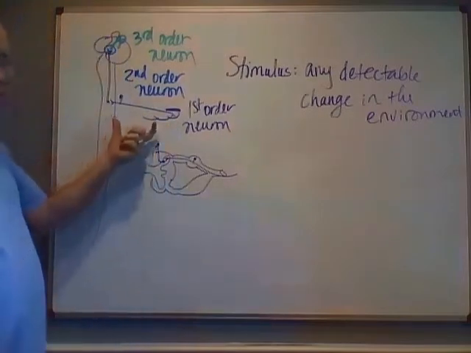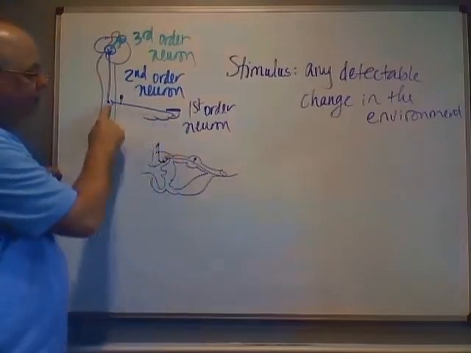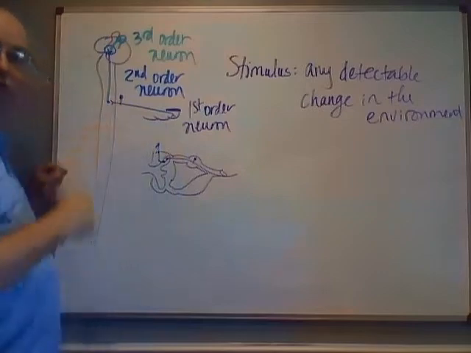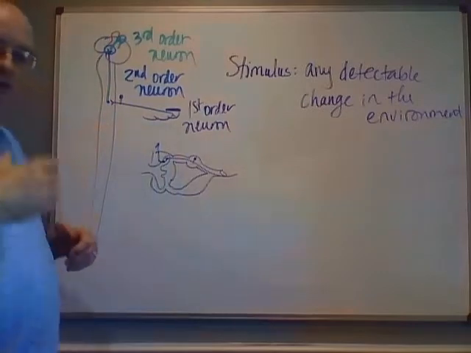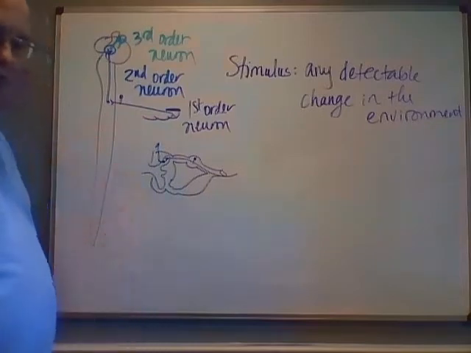They're called the first order neuron. The first order neuron extends from the periphery to the posterior gray horn. Its soma lies in the dorsal root ganglion. So you need to know that information. That's what's in bold in my note set. That's what I want you to know.